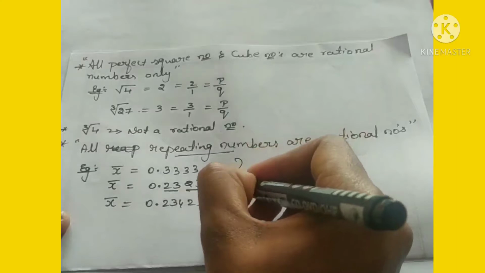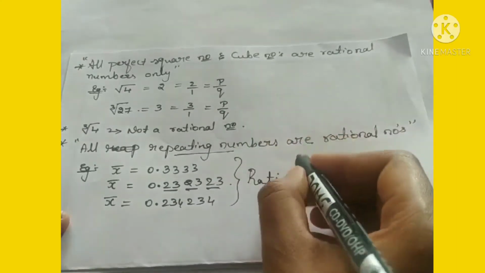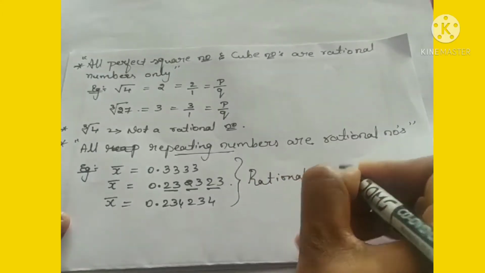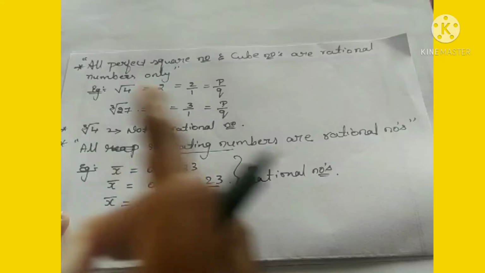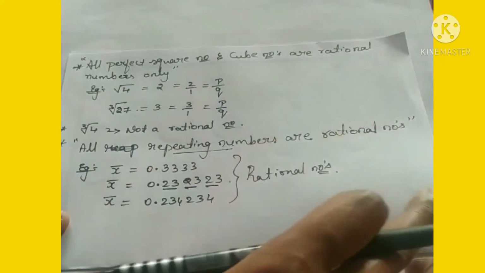These are all rational numbers only, because after the decimal point the numbers are repeating. So we say that all repeating numbers are rational numbers.